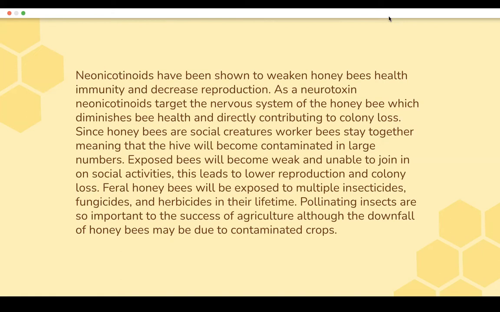Feral worker bees will be exposed to multiple insecticides, fungicides, and herbicides in their lifetime. Pollinating insects are so important to the success of agriculture, although the downfall of honeybees may be due to contaminated crops.